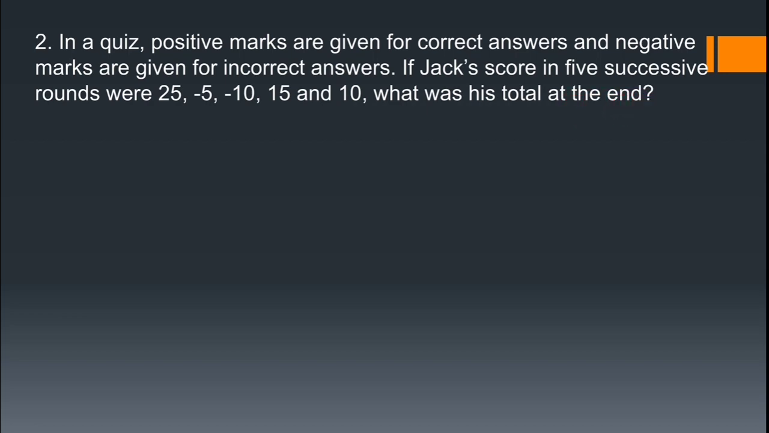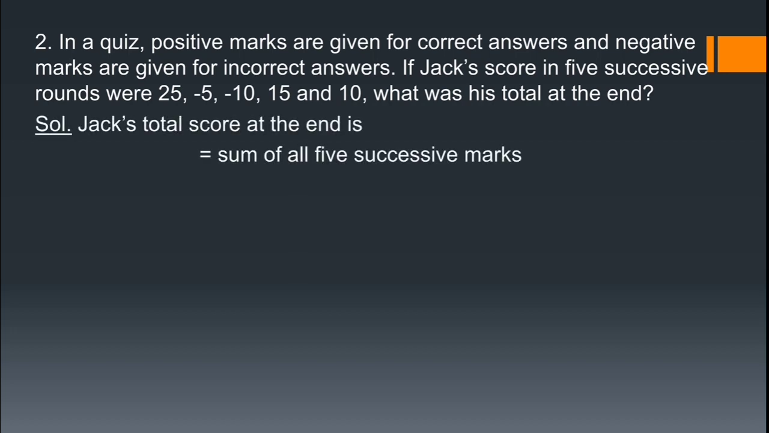So, Jack's total score at the end is equal to the sum of all 5 successive marks. That can be written as 25 plus minus 5 plus minus 10 plus 15 plus 10.